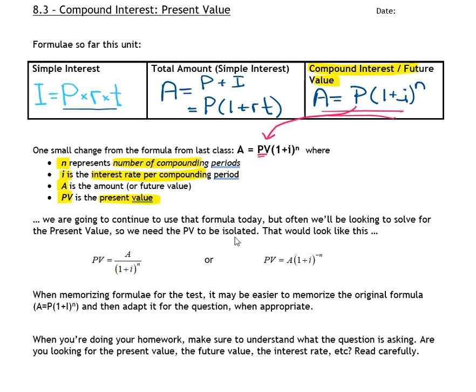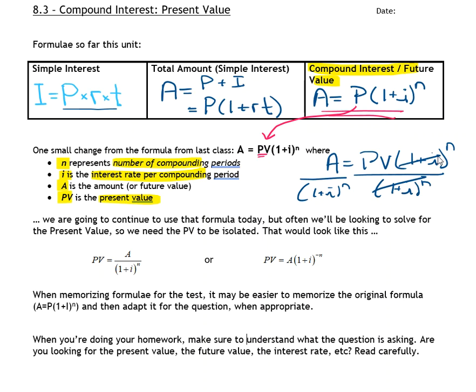So we need PV to be isolated. What that means, if I go back up to this equation here, A equals PV times 1 plus I to the power of N, and let's say you don't know the principal or the amount that you're investing in the first place. You don't know the present value. To isolate it, you would divide both sides by 1 plus I to the power of N. These would cancel, and you would be left with this formula down here.